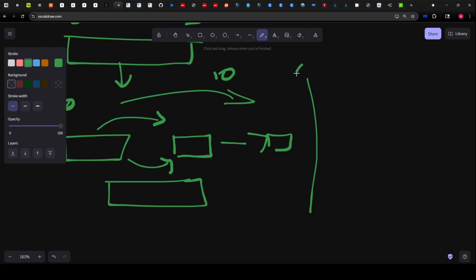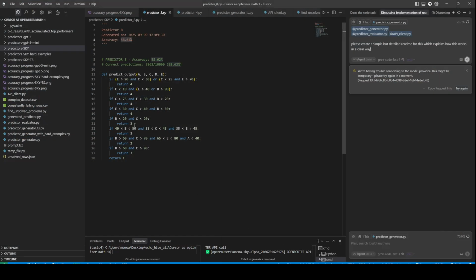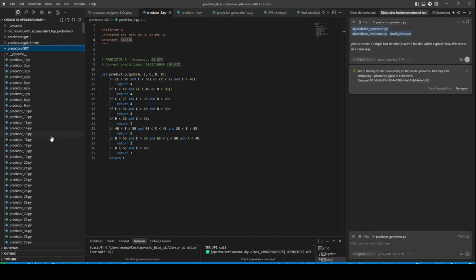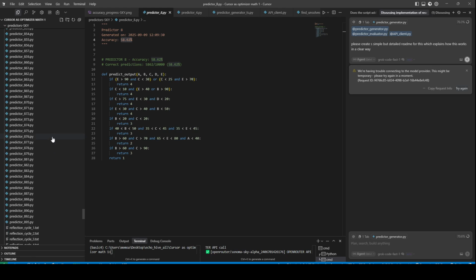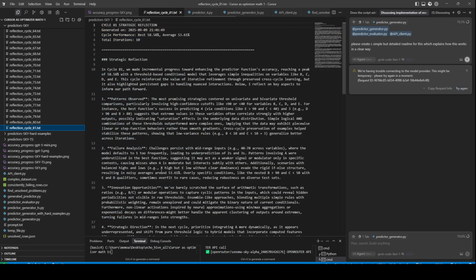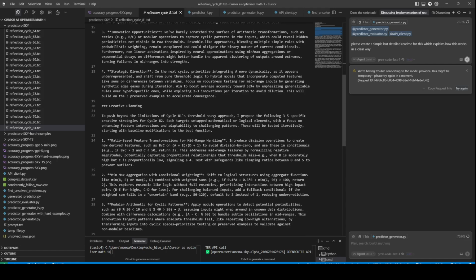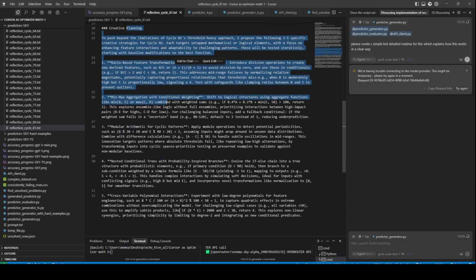But when it reaches the cycle 2, let's say C2, then it creates a reflective prompt. We can actually take a look. So it actually analyzes its progress so far. Let's take a look at it here. We can find it all the way at the bottom. So this is its last strategic reflection. So in cycle 81, it analyzes what it has done and it creates a creative plan going into the next cycle.